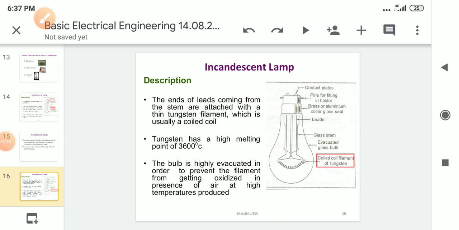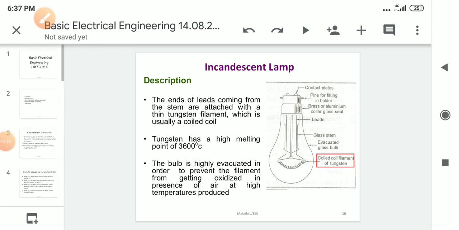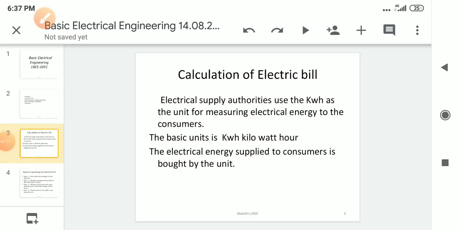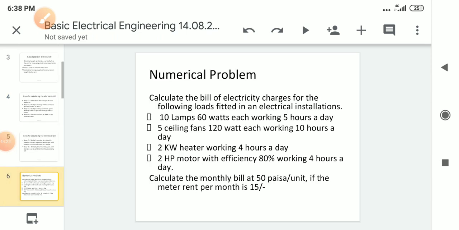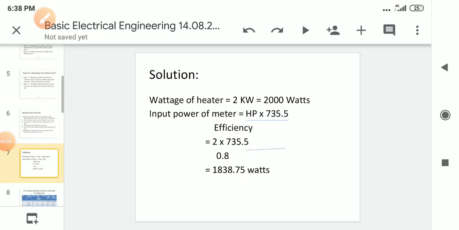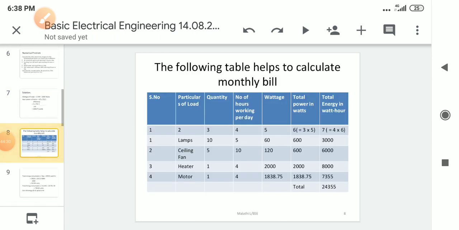In this video, what is the summary? We learned about the calculation of electricity bill. What are the steps involved in calculating this bill? And we also observed some numerical problems. What is the procedure for calculating this electricity bill?